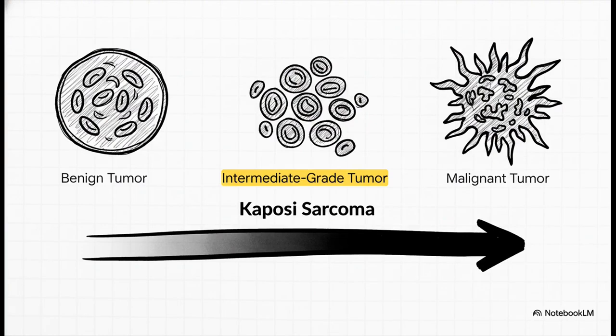But in medicine, things are rarely just black and white, are they? Not all vascular tumors are so simple. Some of them fall into this gray area. They're not exactly benign, but they're not fully malignant either. These are what we call intermediate-grade tumors, and a classic example is Kaposi sarcoma.